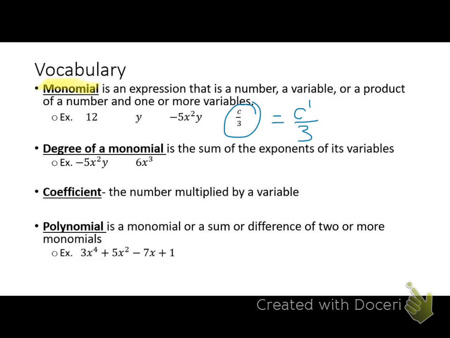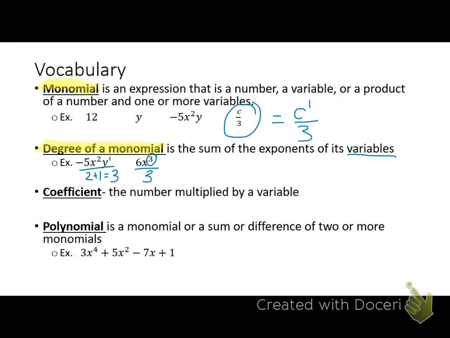So our next term is the degree of the monomial. So the degree is going to be the sum of the exponents of its variables only. So if there's only one variable, we're not going to worry about it. So the degree of this first monomial is going to be 2 plus 1, which will equal 3. Now, on this second monomial, there's only one variable, and so I don't have to deal with adding any of them because my degree will be 3.